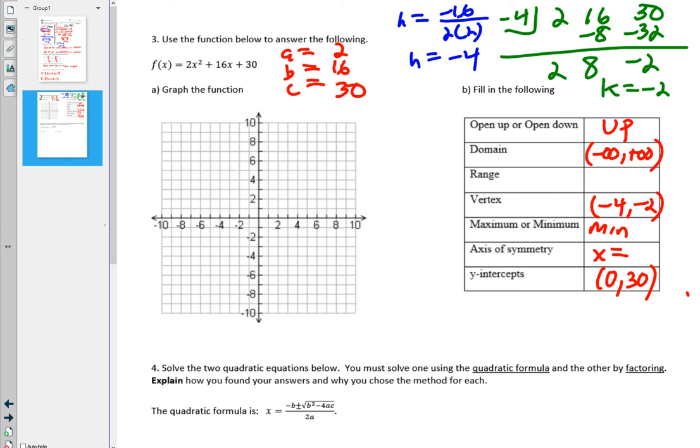But if they wanted to know what's the lowest that this is going to go, if we're talking about the y, it's -2. The minimum value is -2. They only wanted to know the maximum or minimum, but I'm just trying to help you with the range. If the lowest that this is going to go is -2, where are all the y's going to be? What's going to be that set of all y's? If the lowest I go is -2, I cannot go lower than -2. I can go greater than or equal to -2.